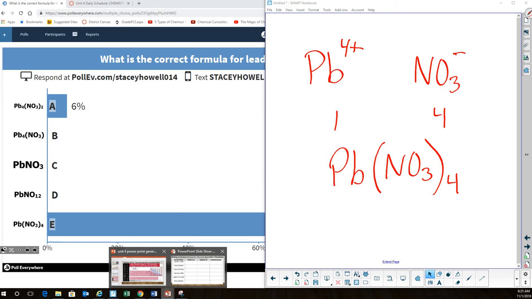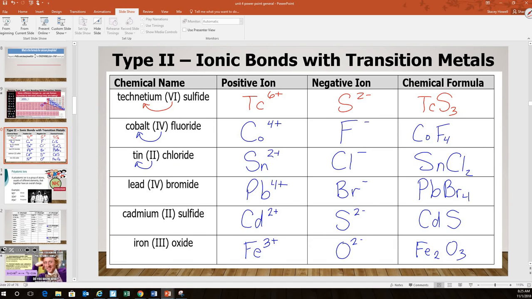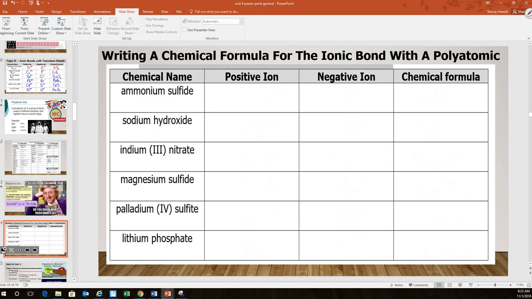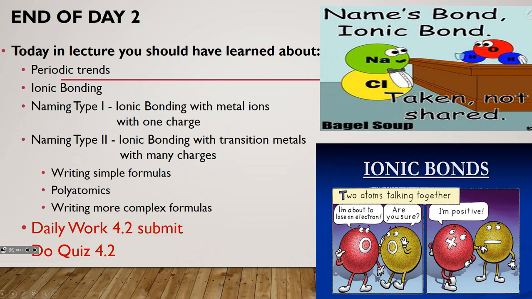Okay, let's go back to here. Keeps kicking me out. I don't know why. Okay, so we just finished that. That's the end of your notes for today. So you just need to finish your practice, and there is some review on the practice. Type 1 naming, type 2 naming. We've got 4 total types of naming that we're going to be going through. So we did 2 today. You're going to write simple formulas, you're going to write simple formulas with polyatomics, and you're going to write more complex formulas.